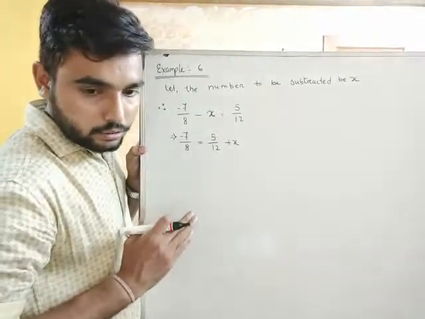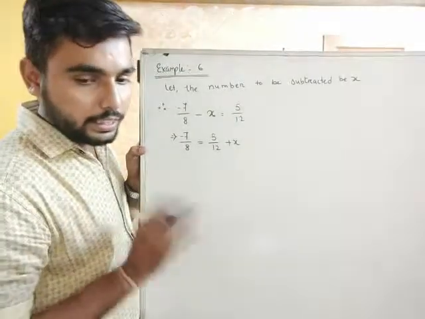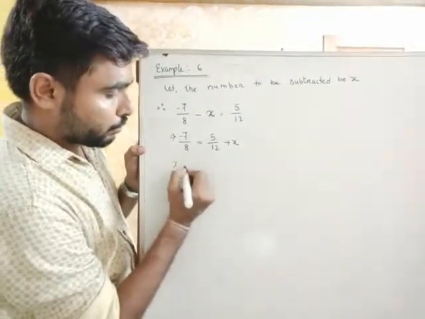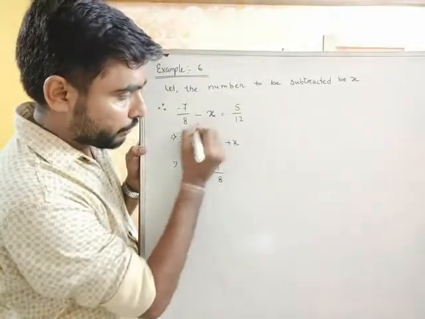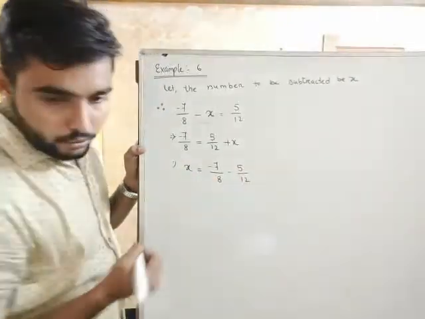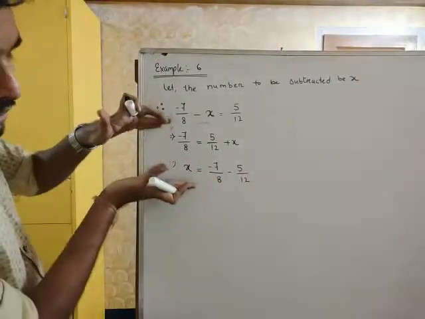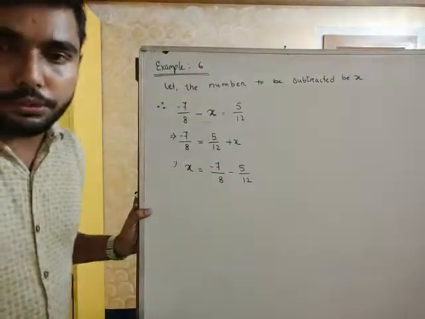Is it correct or not? So x is equal to minus 7 by 8, this side it is positive, if you take this side it will become minus 5 by 12. Is it or not? Any doubt here from this step to this step? Any doubt from here to here?